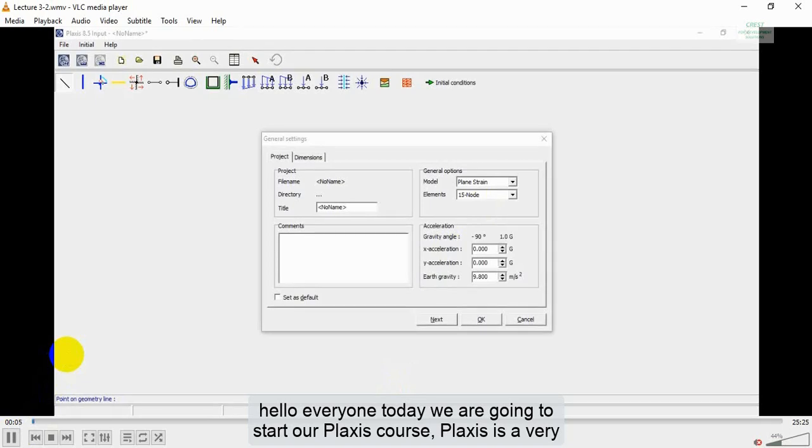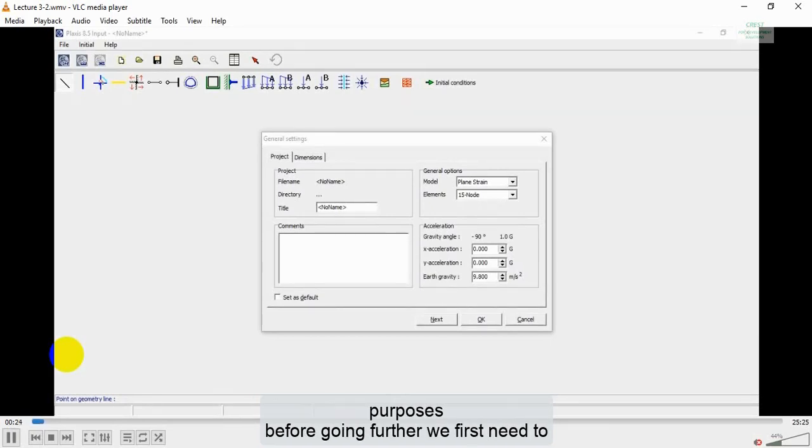Hello everyone. Today we are going to start our Plaxis course. Plaxis is a very powerful tool to solve complicated geotechnical problems. It is available in two versions, 2D and 3D. Plaxis can be used for both design and research purposes. Before going further, we first need to know what is Plaxis.